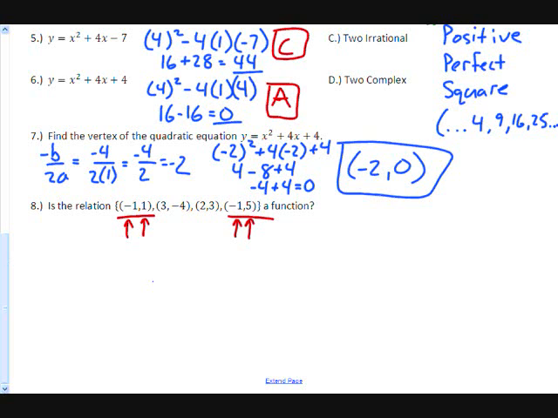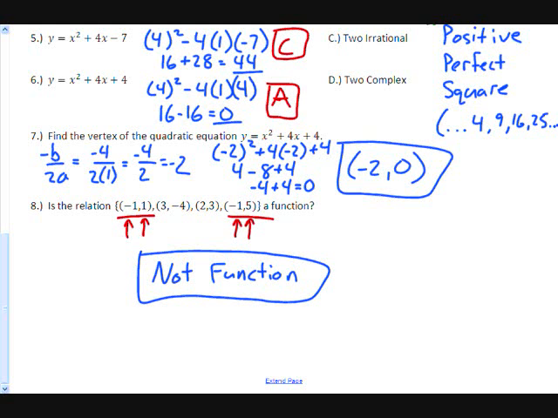So that means this one is not a function. That one x value has two different y values. So this one's not a function. And that's it. That's all there is to it.